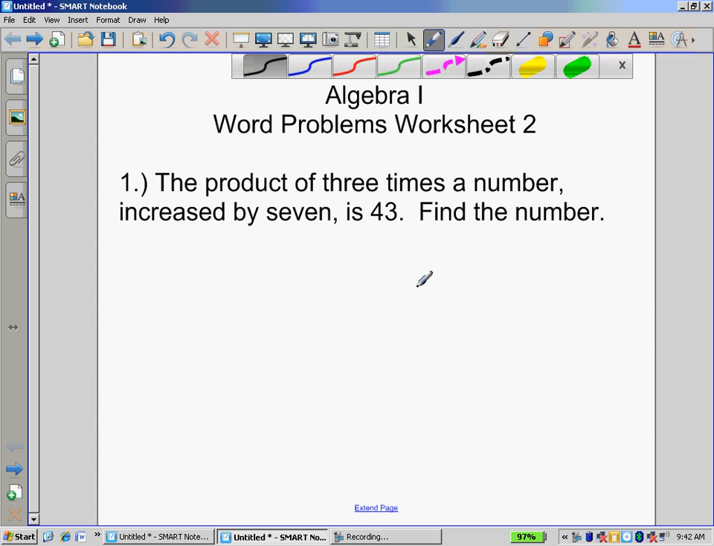Number 1, the product of 3 times a number increased by 7 is 43. Find the number. First of all, if you're working on this problem, which I highly suggest on your own, please go ahead and pause the video, try to work it out yourself, and see if you come up with the same thing that I do.